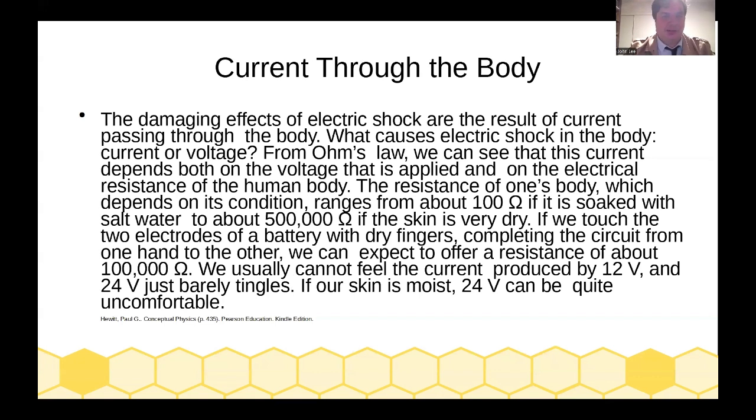If we touch two electrodes of a battery with dry fingers, completing the circuit from one hand to the other, we can expect to offer a resistance of about 100,000 ohms. We usually cannot feel the current produced by 12 volts, and 24 volts just barely tingles. If our skin is moist, 24 volts can be quite uncomfortable.